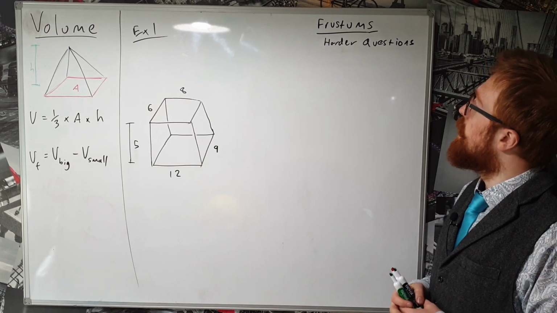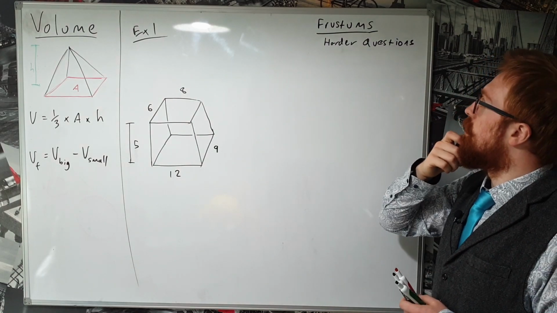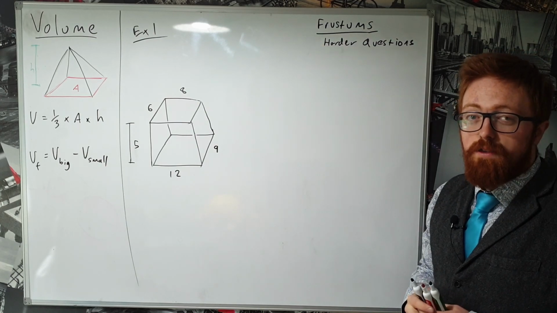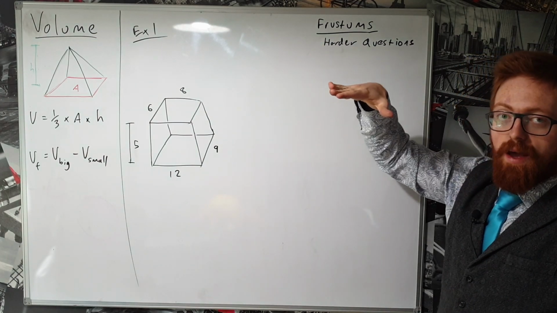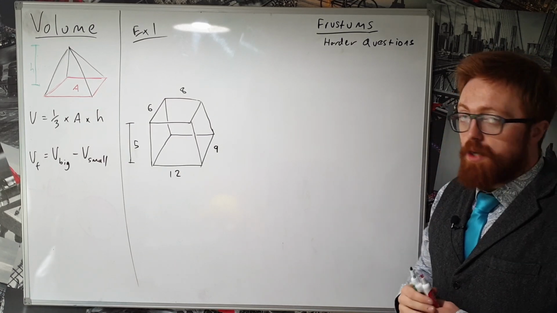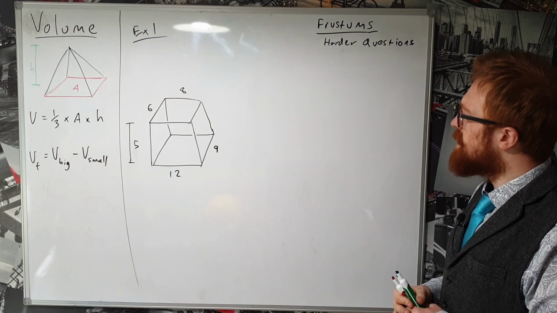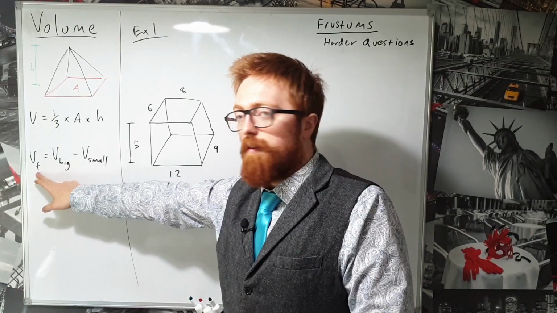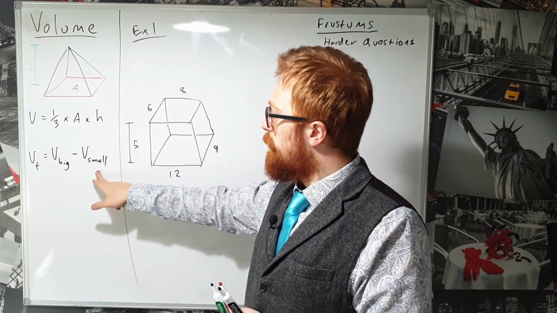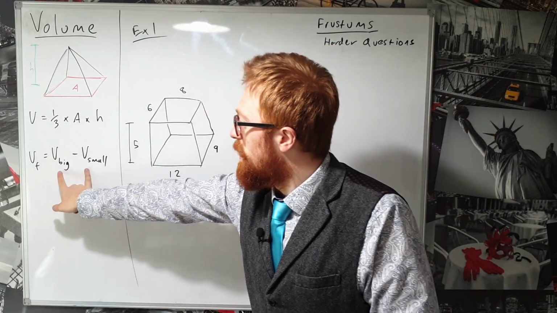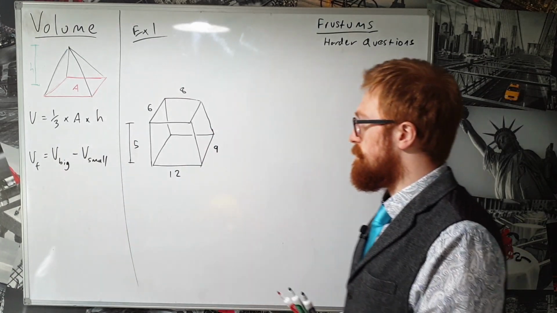Hi there. In this video we're going to continue to look at finding the volume of frustums, but this time we're going to look at some slightly harder questions, initially where we're not told the height of the original pyramid that we've chopped off. Okay, so that makes it a little bit trickier, because if you recall, to find the volume of a frustum we do the big pyramid minus the small pyramid, and if we don't know the original height we actually can't find either of these particularly easily.